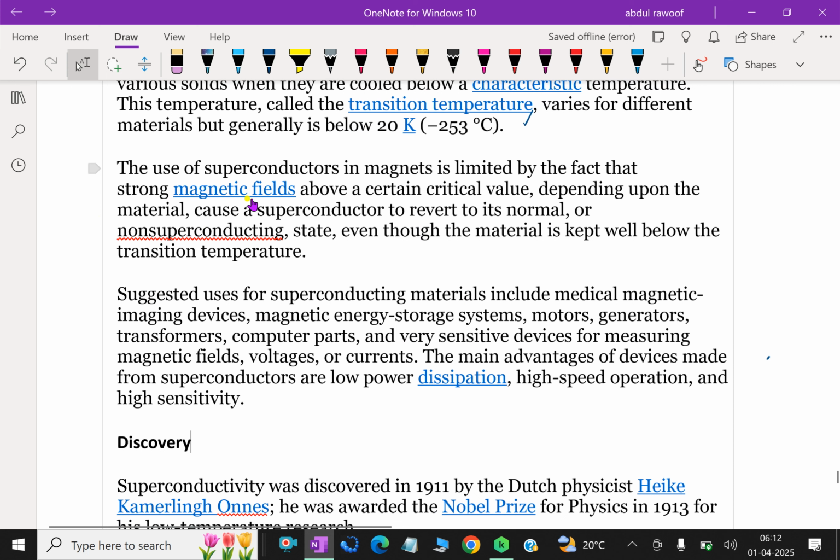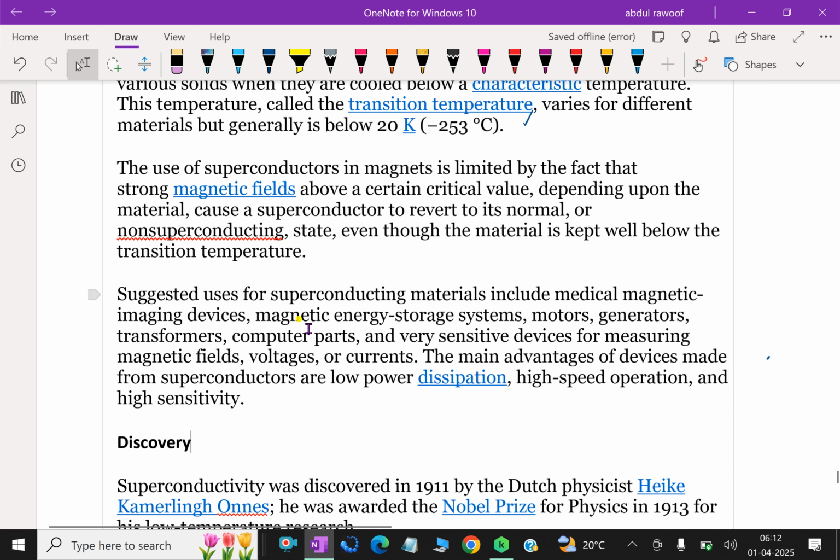The use of superconductors in magnets is limited by the fact that a strong magnetic field above a certain critical value, depending upon the material, causes a superconductor to revert to its normal or non-superconducting state, even though the material is kept well below the transition temperature.